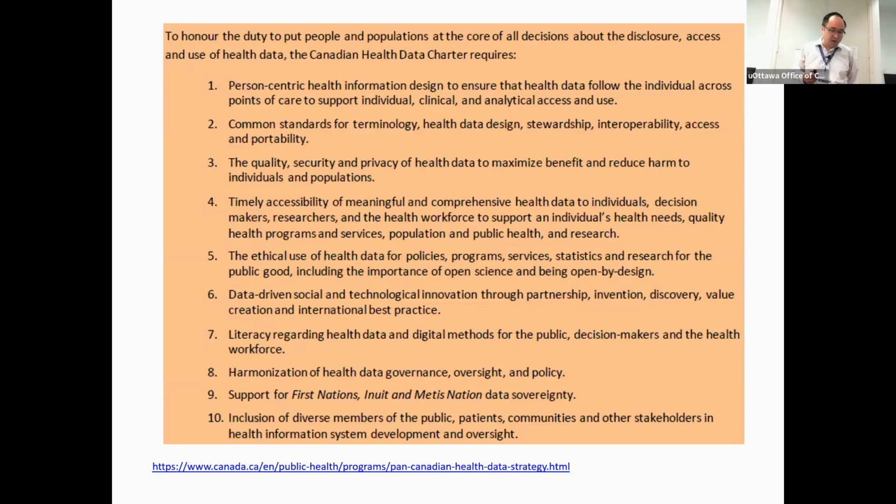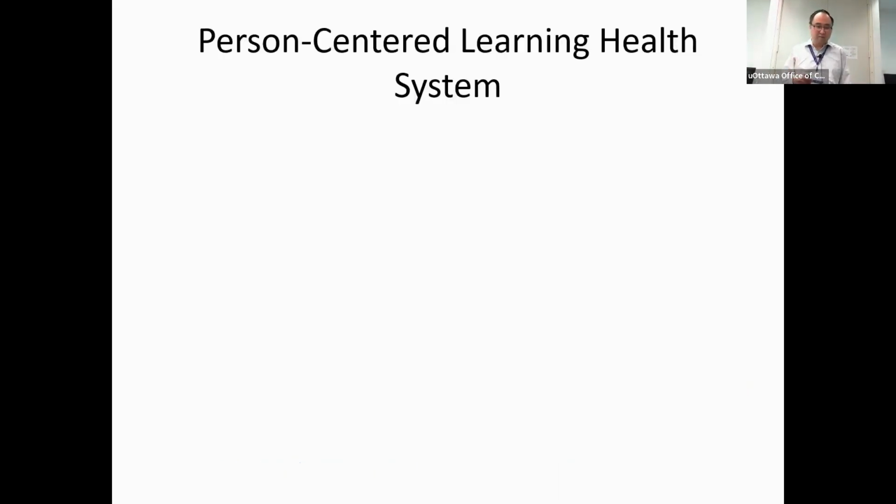Okay, so this is a charter, and I'm not going to go through it, but it has lots of goodies. So addressing each of those barriers, what are the concepts that we need to adopt to really bring the data to life? So the first one I talked about, person-centric health information design. So everything going to the patient. There's things about privacy and security. Number 4, I really like: timely, accessible, and meaningful comprehensive health data to individuals. So real-time data, and not just reams and reams of data, but process intelligent data that really informs clinical care.